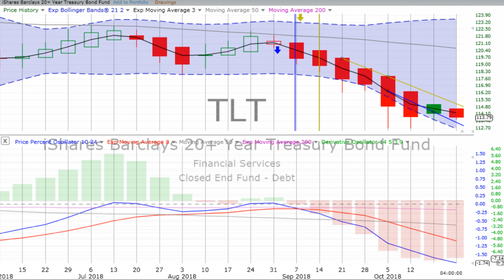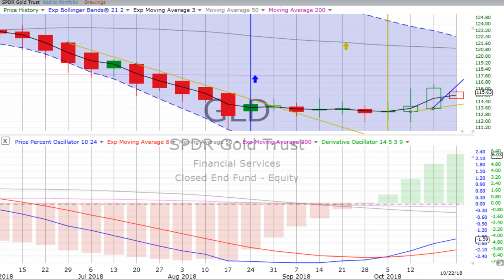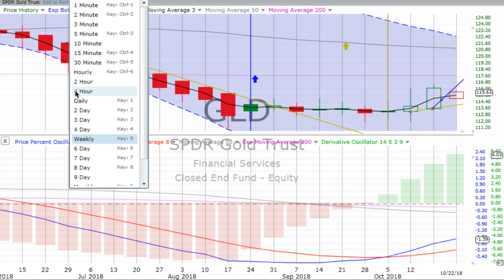So we go from TLT 20-year bonds lastly to gold. Remember, gold had that weekly vertical crossover going up back on the 5th. Derivative oscillator continuing to gain upward momentum. Price percent oscillator has not at the same strong momentum it had been the prior week, but still going up. We have a red open box candle, which tells us that, again, some weakness there in gold.